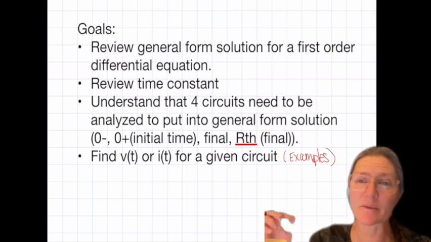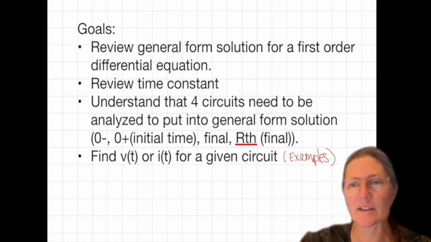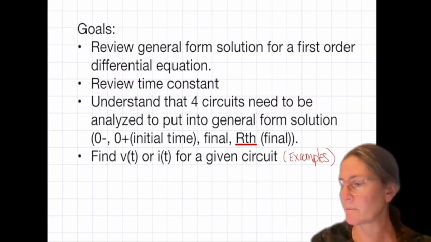Initially, 0 minus, which means right before a change happens. 0 plus is right at the change, so that's going to be the transient state. Final, and then RTH you're going to find again in the final state. And then we're going to go through a couple examples to be able to find V of t and I of t for a given circuit.